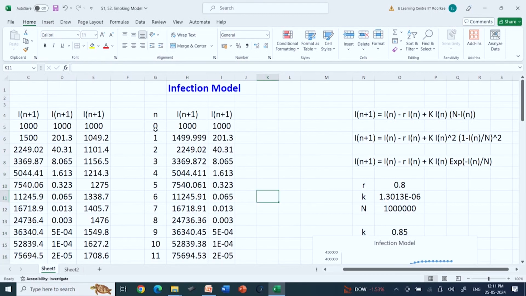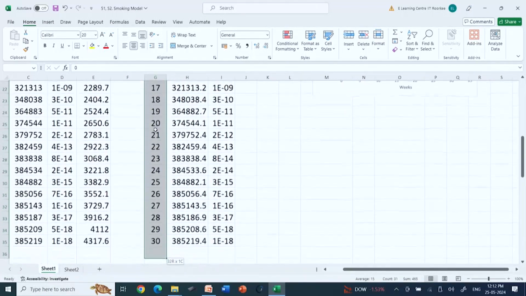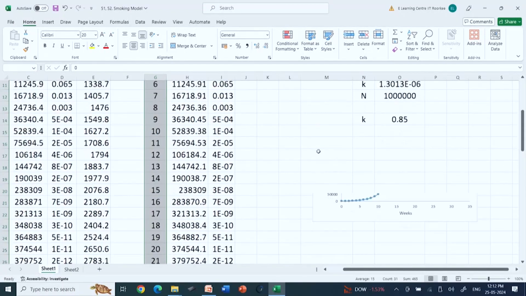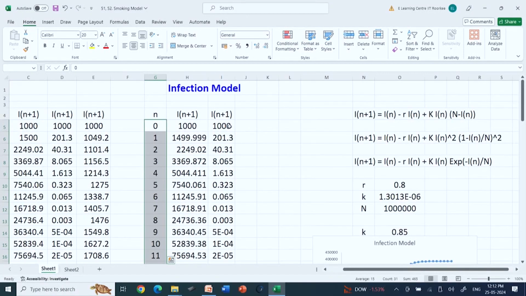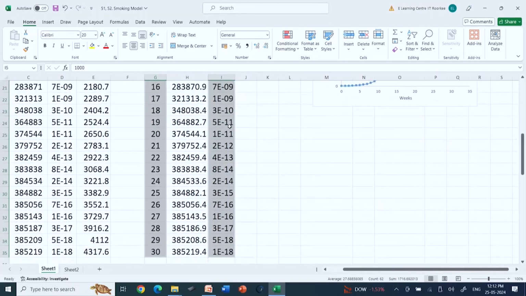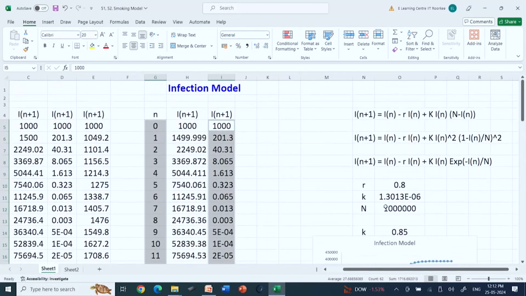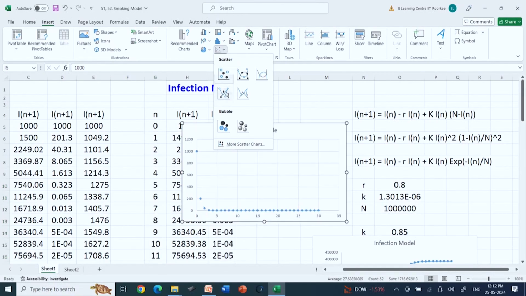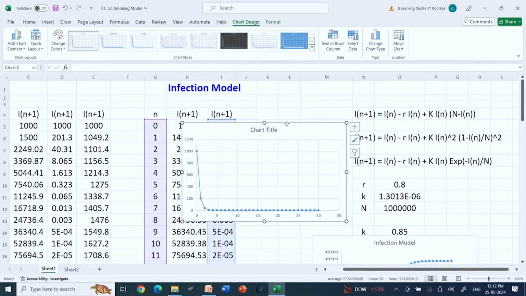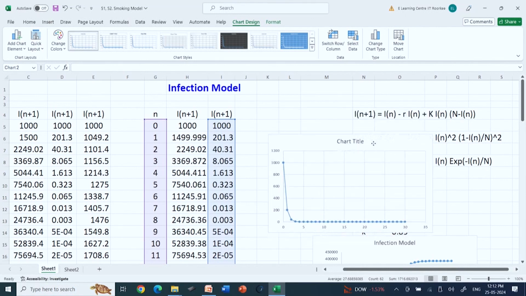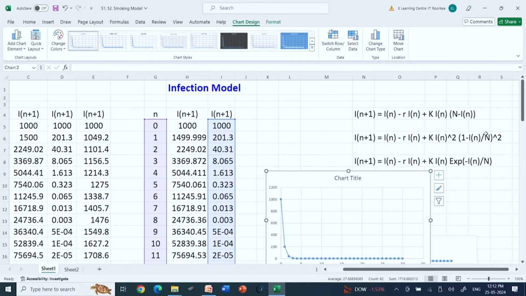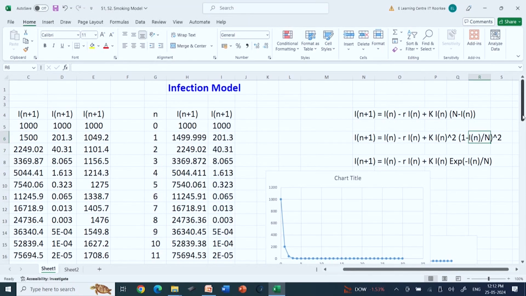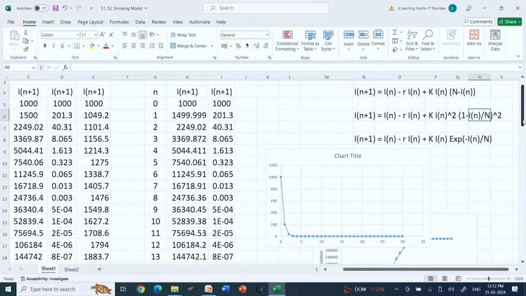If I now plot this and this, insert the charts. I can see this particular law gives the model going to 0. So, this model is stable about I star equal to 0.